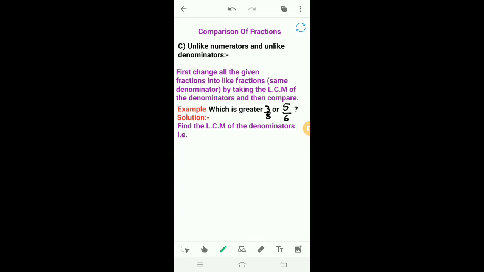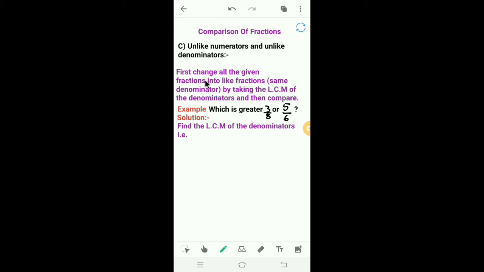Dear students, today we will learn comparison of fractions in that C1 unlike numerators and unlike denominators. If the given fractions are unlike numerators and unlike denominators, then how can we find out which fraction is the greatest fraction or which fraction is the smallest fraction?